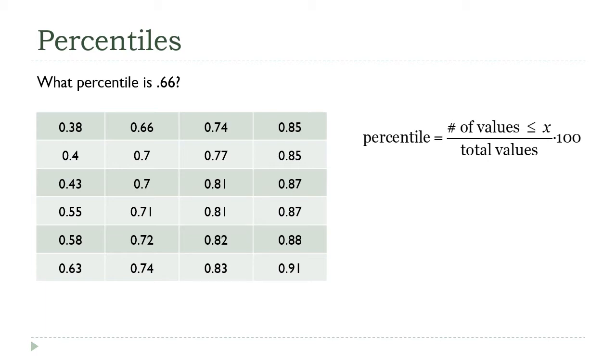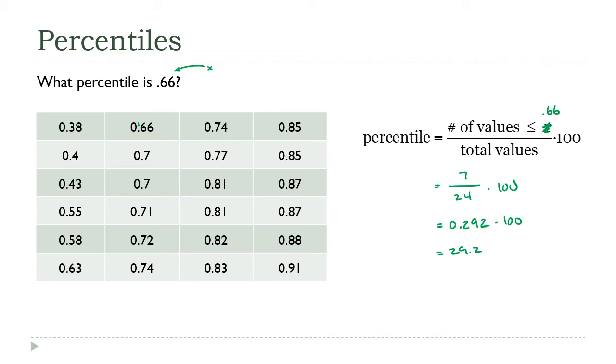To determine what percentile this value is, it really is just an exercise in counting. How many values are less than or equal to 0.66? That is our X, so X is 0.66. You can come over to the formula, scratch out that X, and put 0.66 in its place. So let's count: 1, 2, 3, 4, 5, 6, 7. There are 7 values less than or equal to 0.66. How many values are there altogether? Well, the table here is 4 by 6, so there's 24. 7 divided by 24 is 0.292, which is 29.2.